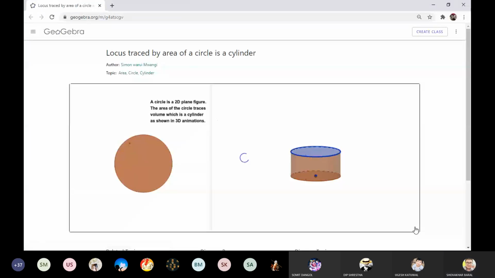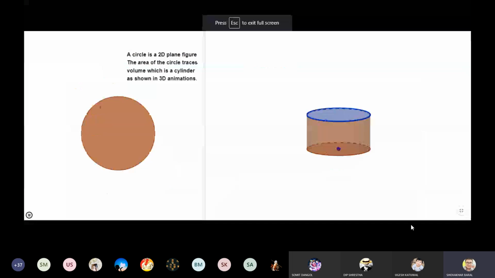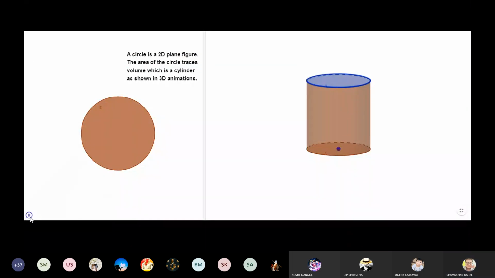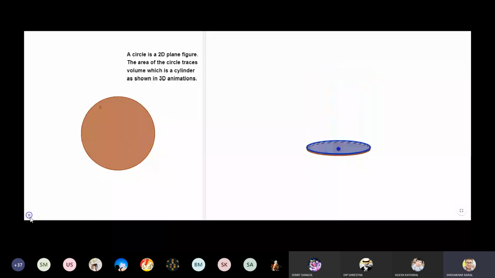See here, suppose this is a coin, and I'm going to stack different levels of coin over this coin. The same size of coin, if I go on stacking, एउटा कोइन छ, त्यो कोइनमा एउटा एउटा स्ट्याक गर्दै गयो भने त it will be a cylinder, isn't it?